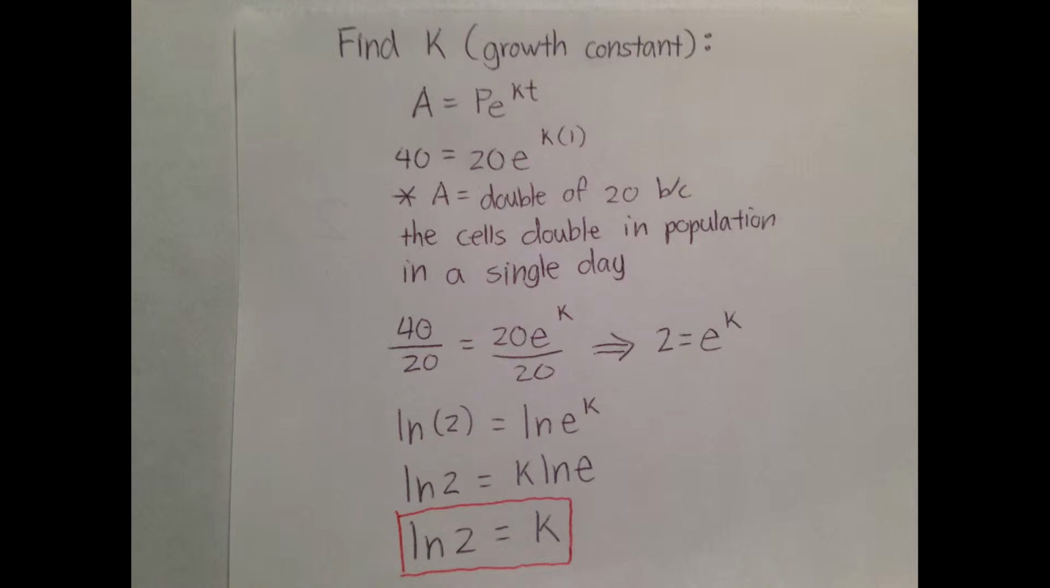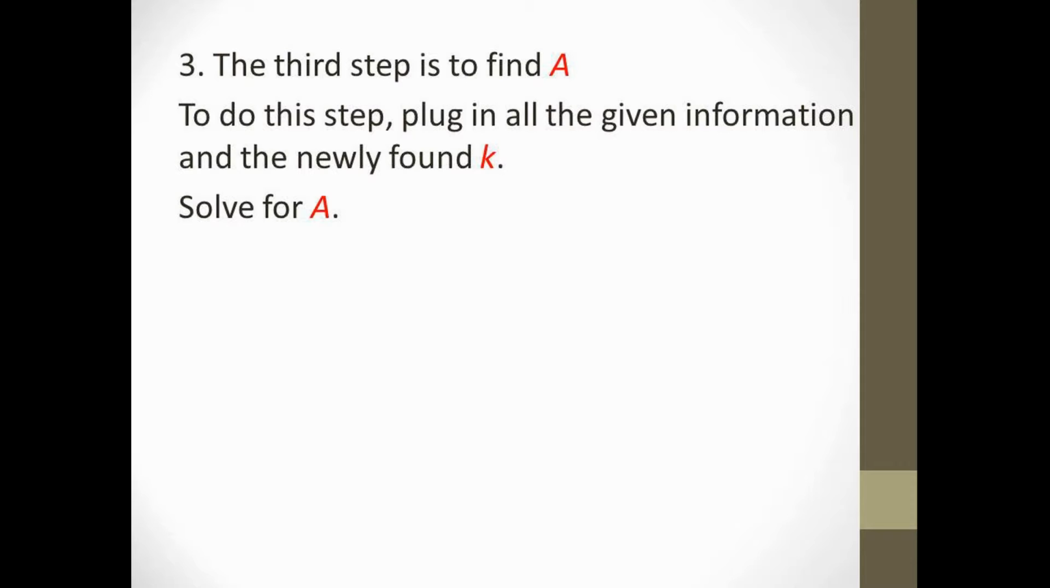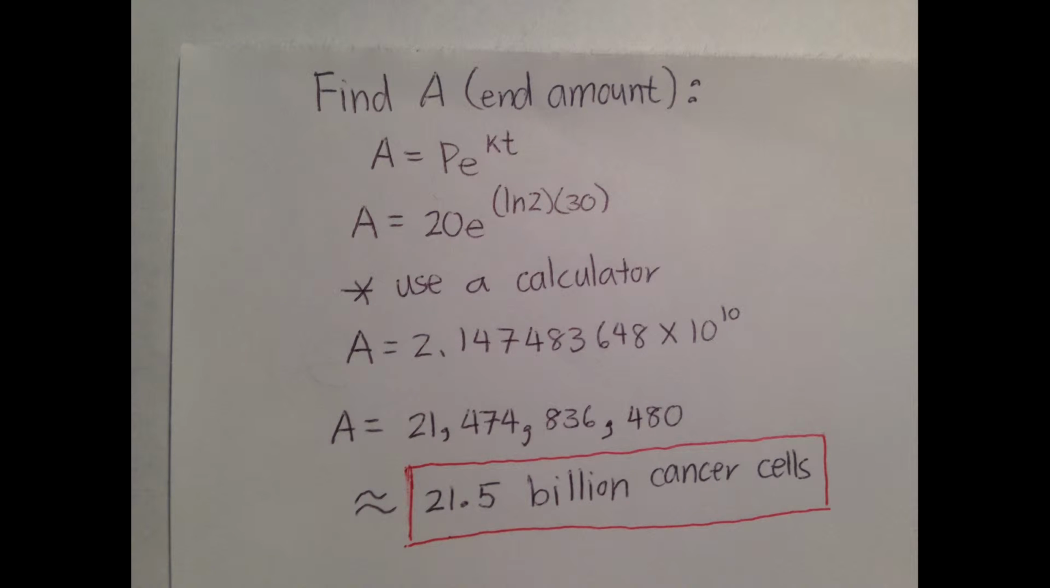Now, through a property rule, we move the k from the exponent position to the constant position. So now it's natural log 2 is equal to k natural log e. Natural log e cancels out, so as a result, we have natural log 2 is equal to k, our constant. The third step is to find A. To do this step, plug in all the given information and the newly found k value. Solve for A. Find A, the end amount.